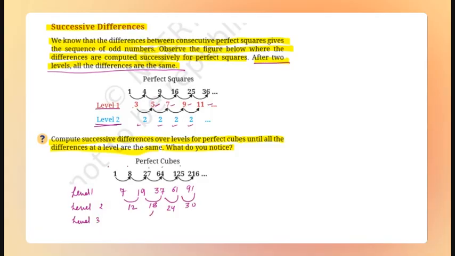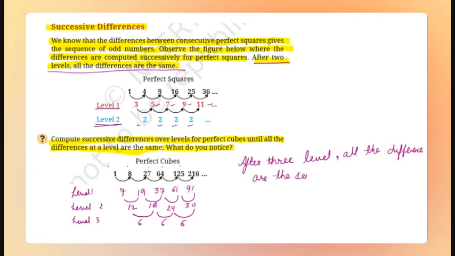Now when we do level number 3, 18 minus 12 is 6, 24 minus 18 is also 6 and 30 minus 24 is also 6. So what do you notice? We notice that after 3 levels all the differences are same. So we can write the same answer. After 3 levels all the differences are same and what are they equals to? They are equals to 6.